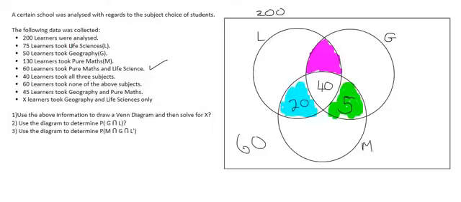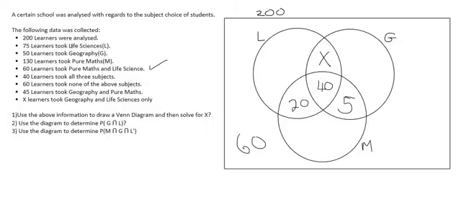So for example, the turquoise one would be people who do life sciences and maths only. The green would be geography and maths only. And so they've told us that life sciences and geography only should be X. Now things are fairly easy from here on out.